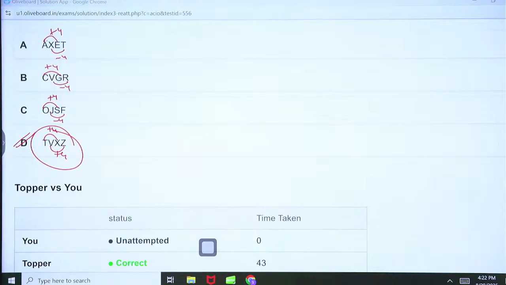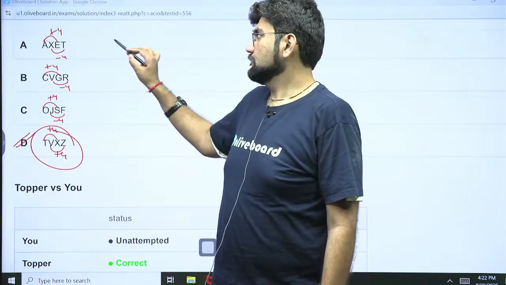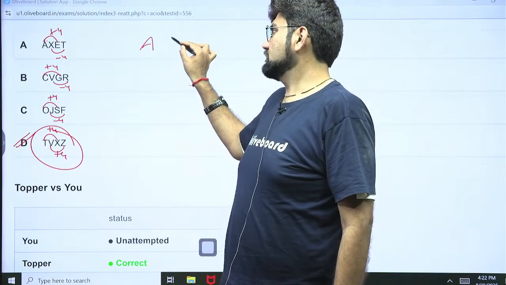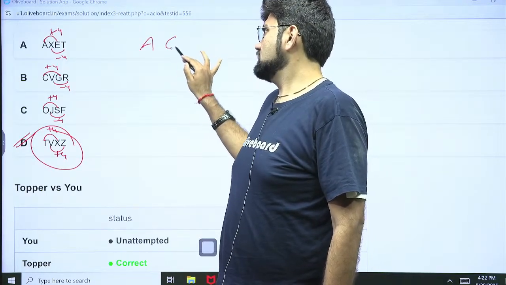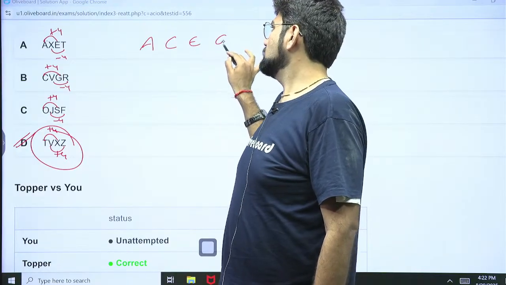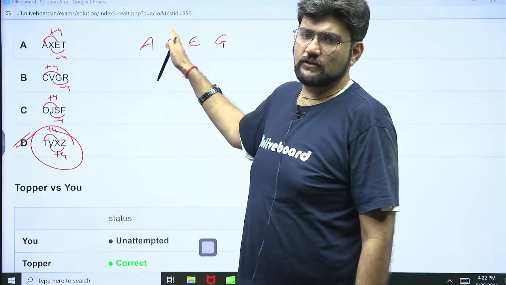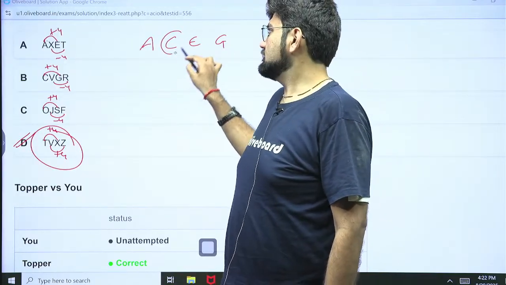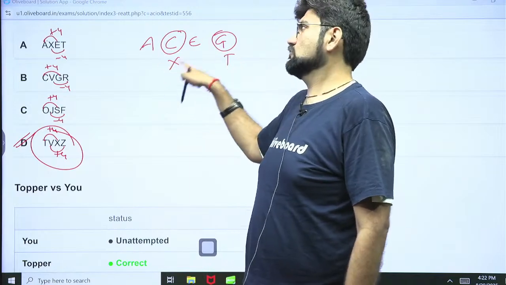Okay, I'll tell you the actual logic which I also saw. The actual logic behind this was that they wanted to write it like this: A gap C gap E gap G. Okay, so A, B, C, D, E, F, G. They wanted to write the odd letters. Then these gap letters, alternate gap letters, were converted to the reverse place values. That's how the question was formed.